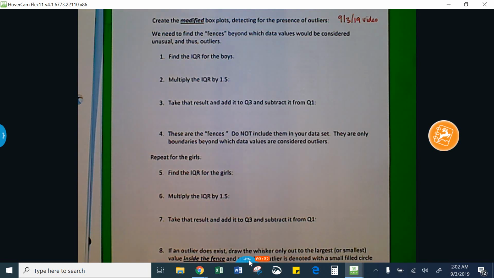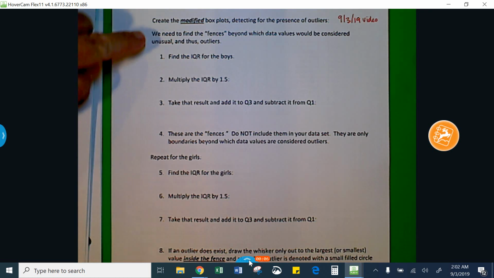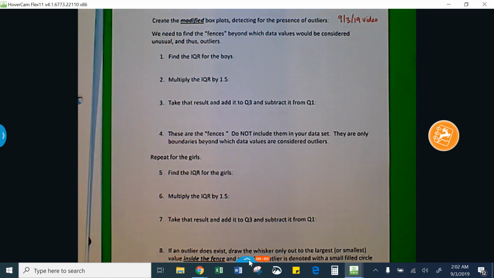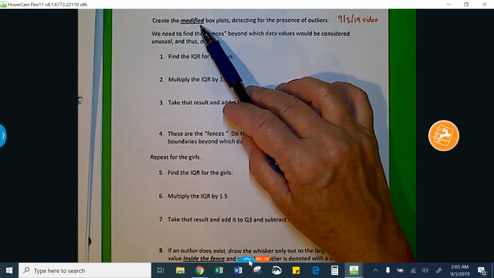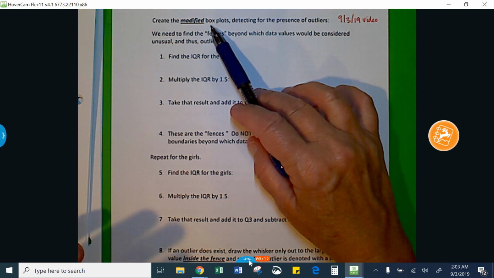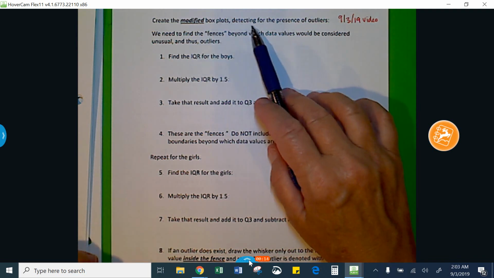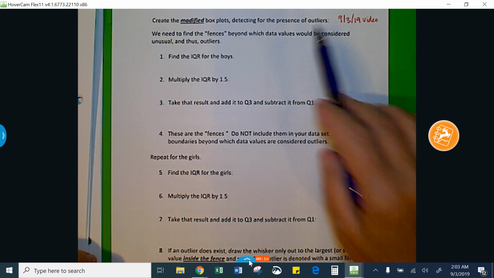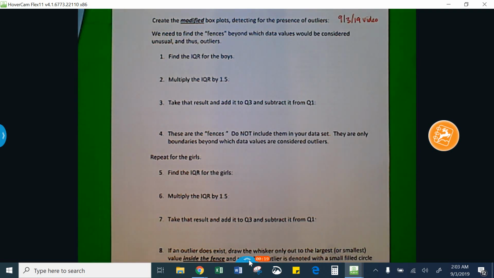Alright, so now we're going to continue. We're on page 13. We're going to create now a modified box plot. Modified box plots have a little bit more detail to them, and they actually detect for the presence of outliers with an algorithm that we're going to lay out right here on this page.